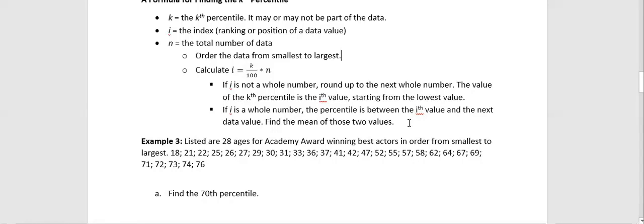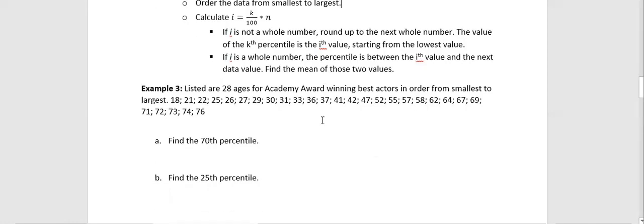The other situation is if I is a whole number, the percentile is between the ith value and the next data value. Find the mean of the two values. So in that case, if you have a whole number, you're going to find the ith value and then the next value and take the average of the two. So we're going to practice this so you can see what it looks like.